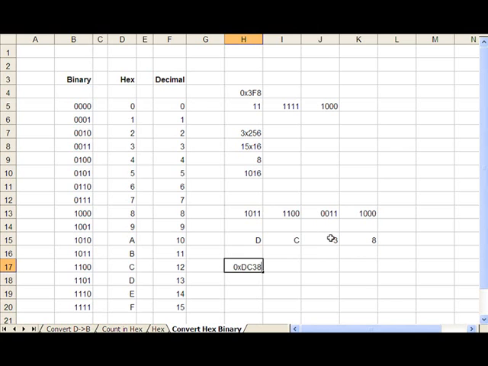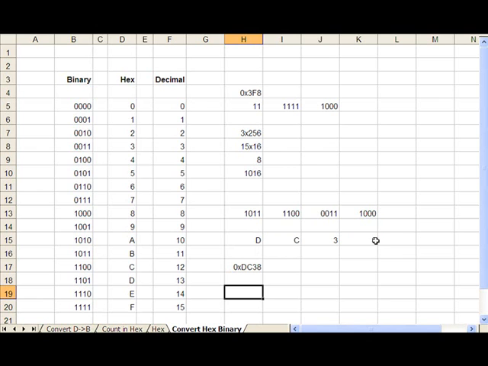DC38. This conversion between binary and hex is much easier than the conversion between binary and decimal, or backwards, the conversion from hex to binary is much easier than going to decimal, and that's why we use hex, because of this 4 bits to 1 hex place relationship.